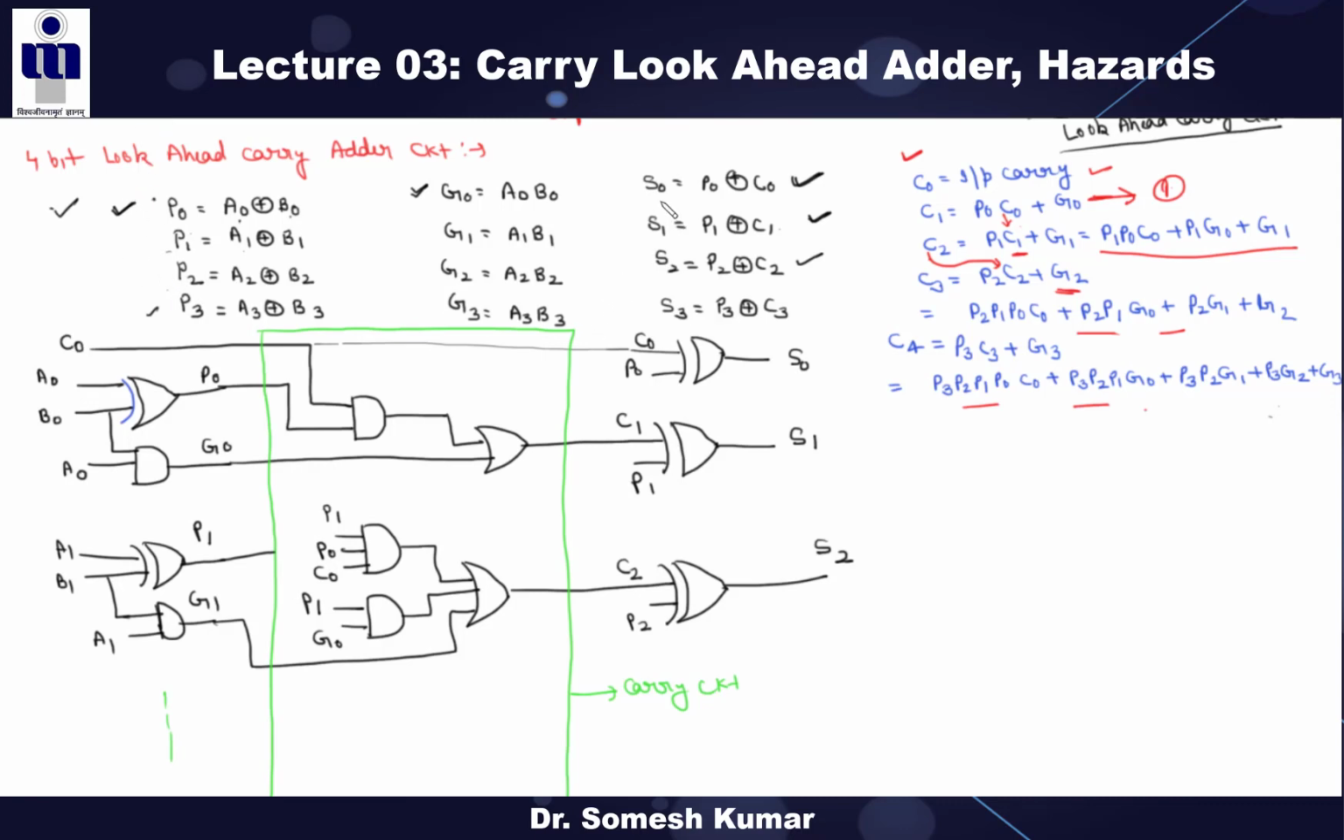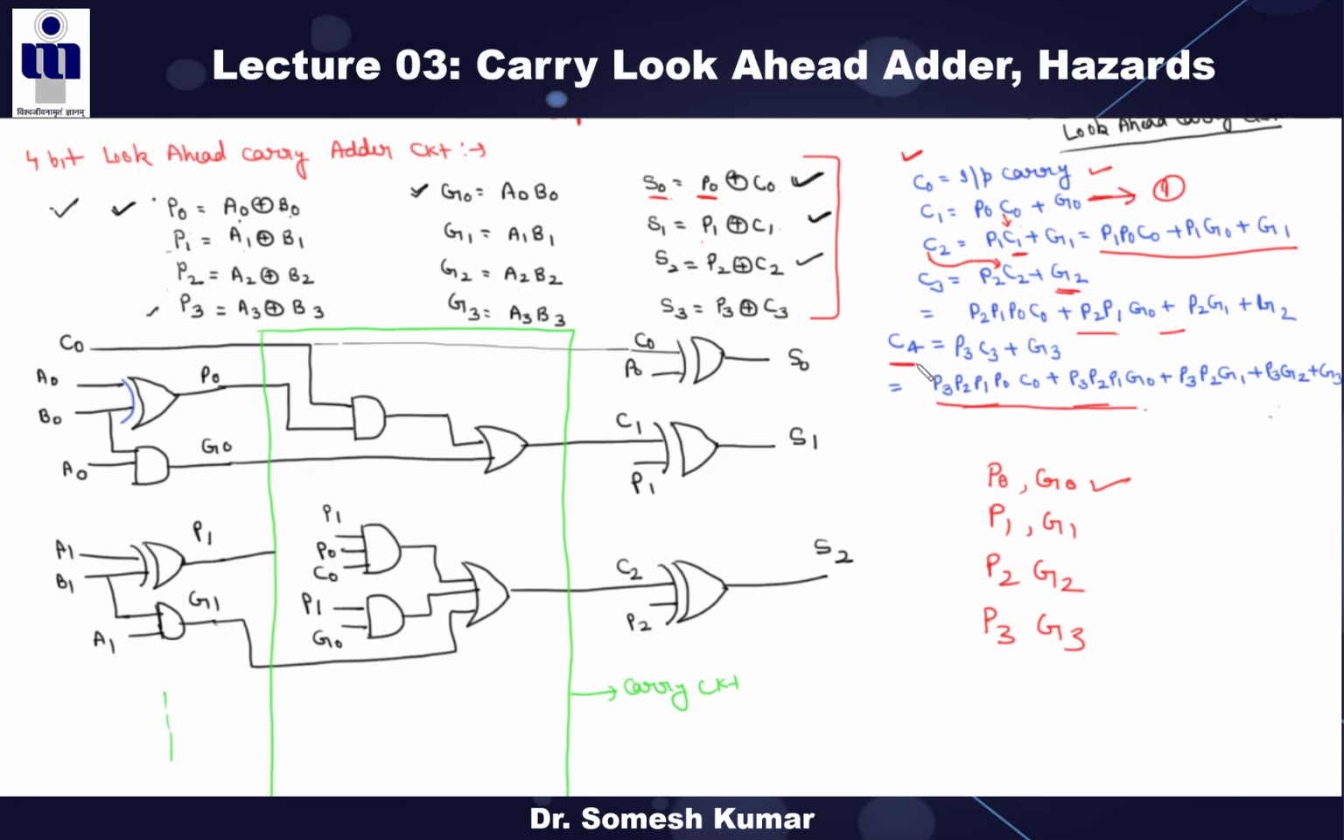Now first go for S0. You know S0 is P0 XOR C0. So for this S0, you need P0, G0, P1, G1, P2, G2 and P3, G3. For all these sums you need these terms. And for all these carries, what do you need? See from here, see this C4.